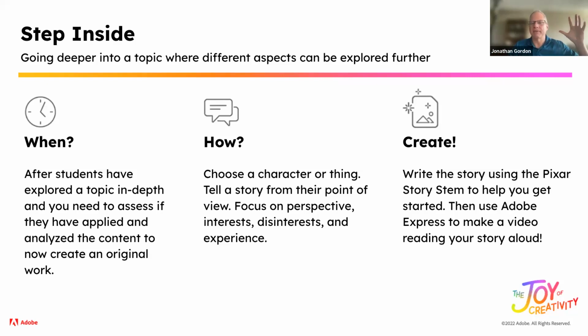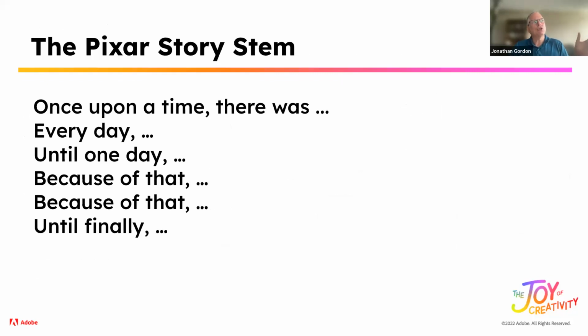We can have a topic, whether it's photosynthesis or a short story or something like that. We're going to use Animate with audio. You can use something called the Pixar story stem. Once upon a time, there was a giant elephant. Every day he ate peanut butter sandwiches until one day he did this, because of that. I was going to do an activity with you, but I'm not sure how much you want to do, but you have this at your disposal in the slideshow.